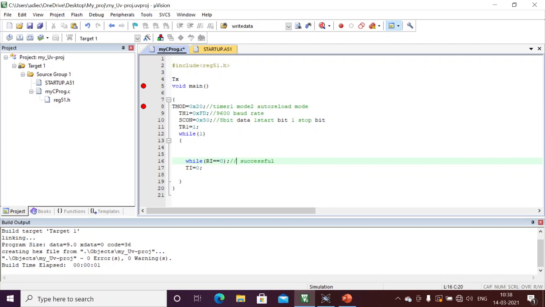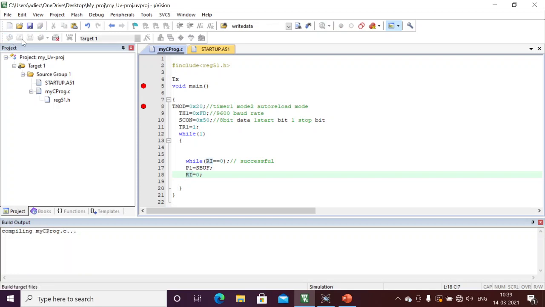Once it is received, I am going to take the available data at the SBUF and copy it to Port 1, whatever the received data is. Whenever this RI flag is 1, I am going to the next step. If the RI flag is 0, there is no successful reception. Until successful reception I am waiting here. Once it is received, I am copying to Port 1, and here I am clearing the flag for the next reception. This is the only change in the reception.